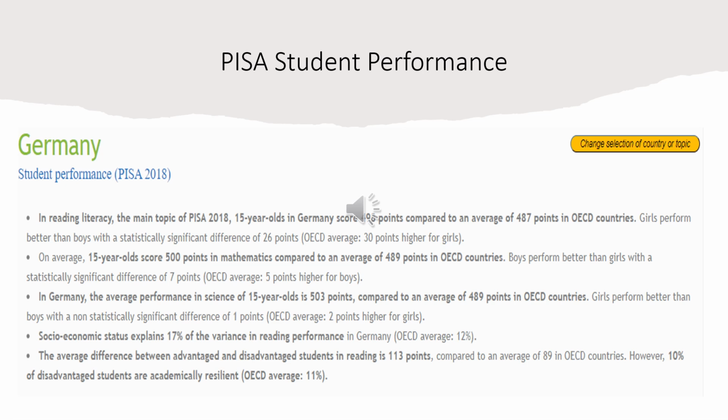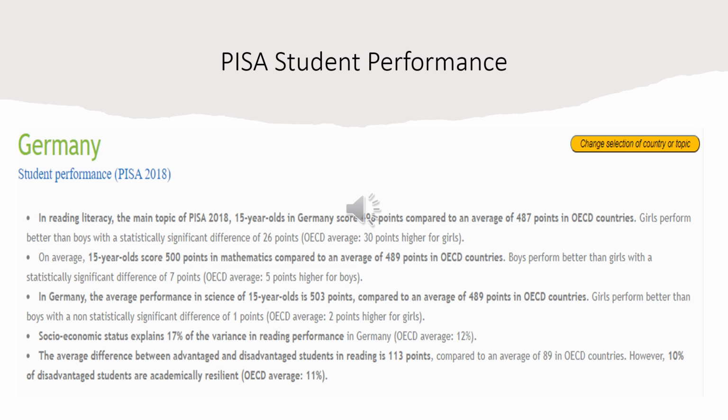In reading literacy, the main topic for PISA 2018, it states that the 15-year-olds in Germany scored 498 points compared to an average of 487 points in other countries. The girls performed better than the boys, with a statistically significant difference of 26 points.